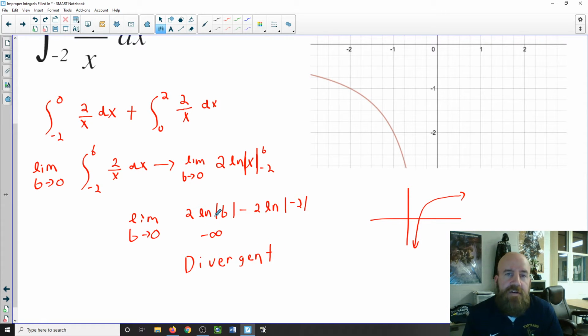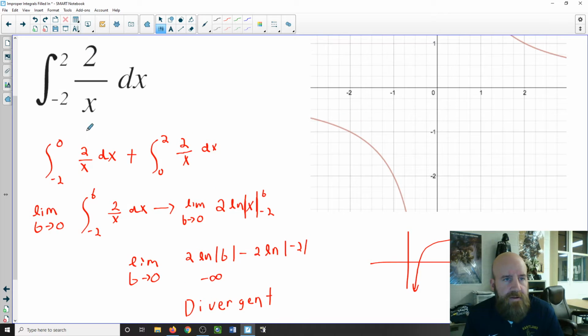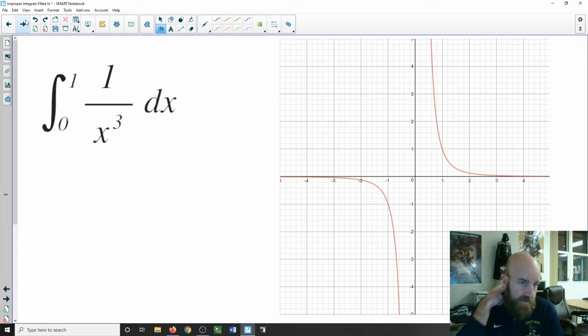So again, we have to know what our graphs look like, or just remember the fact that you can't take natural logs of 0 or negatives. That's why we have absolute values, but the absolute value does not help the 0. So that fails. All right, let's take a look at another one here.